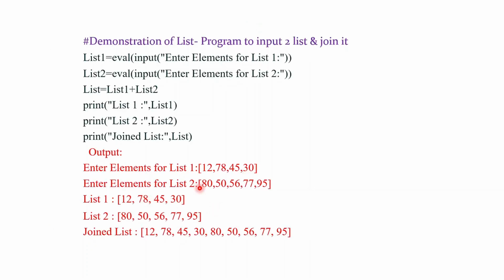Now this is a demonstration of a list program to input two lists and join them. Here we have taken list one from the user from the keyboard. So we have to use the eval function with input, to enter the elements of list one. Input will take string data, but it will be converted into a list by using this eval function. See, list 2 is again the same. We have taken the data from the user. We can combine these two lists by using this addition operator, and then we can print this list on the screen by using this print function. So let's see this demonstration on a Python shell.